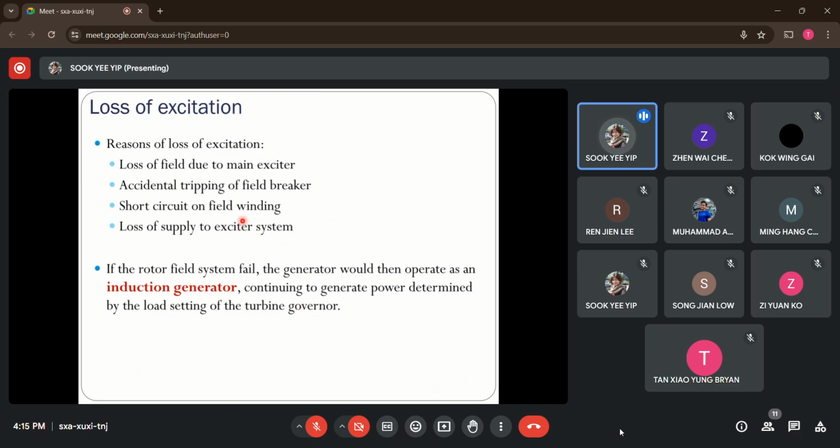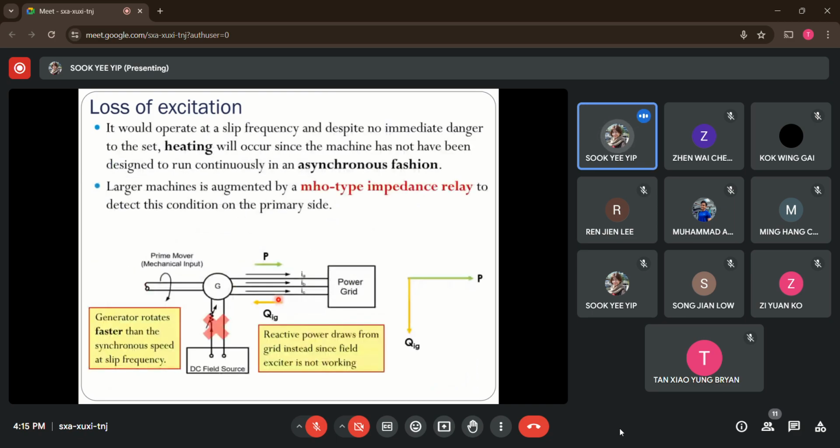To further explain this, let's look at the next slide, referring to these diagrams. In the event of failure of field excitation, which means the DC field source is no longer working, there will be no reactive power supplied to the generator and then to the grid. Instead, you notice that the generator will try to draw reactive power from the power grid, so we have reverse direction. Usually we have positive reactive power, now we have a negative value instead.